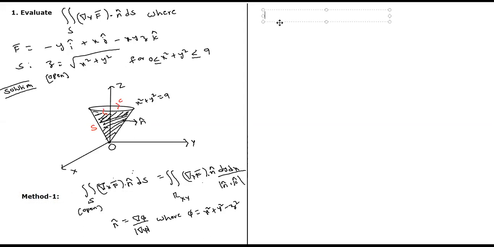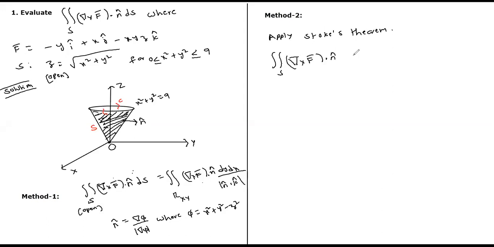So method 2 is to apply Stokes theorem. Because the question asks to evaluate, how you evaluate is my choice. Apply Stokes theorem. That means the surface integral over S of curl f bar dot n bar is equal to the integral over C of f bar dot dr bar.